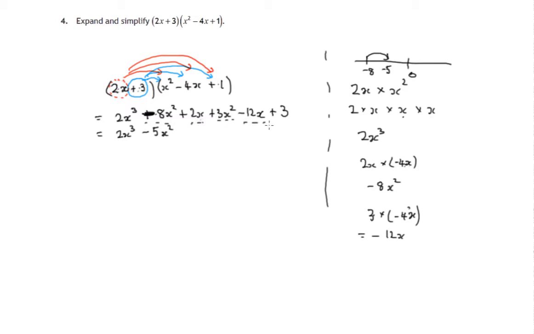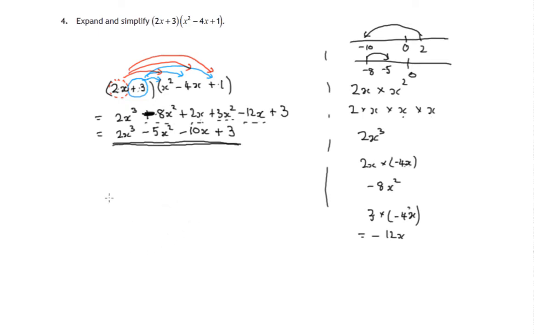Now we've got the x terms. We've got 2 of them, minus 12 of them. Think of the number line again. You start off at 2, go 12 to the left, you'll end up at negative 10. So it's negative 10x. And then finally plus 3 at the end. So there's the final result. 2x cubed minus 5x squared minus 10x plus 3. So that's one way of doing it.